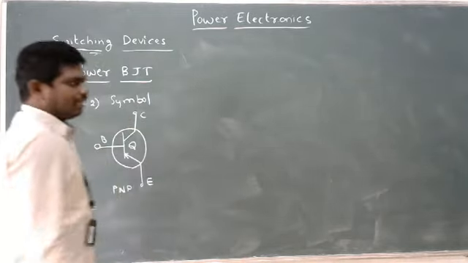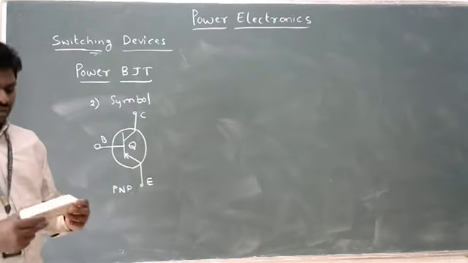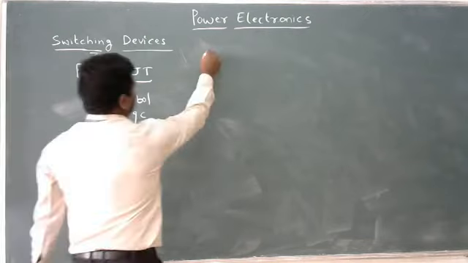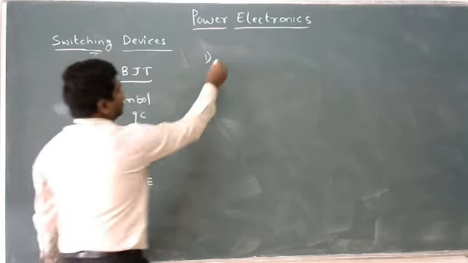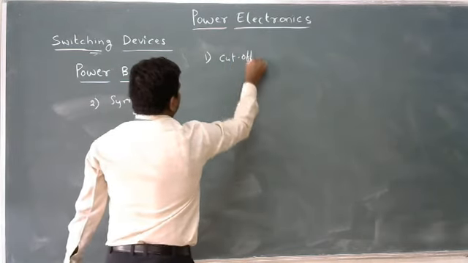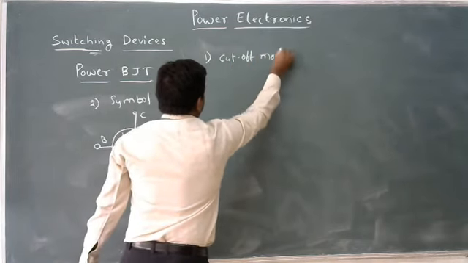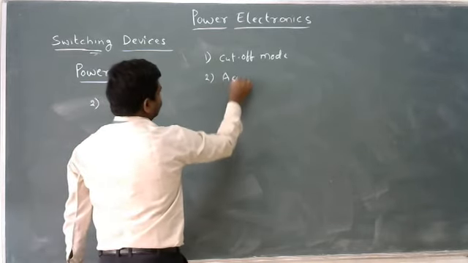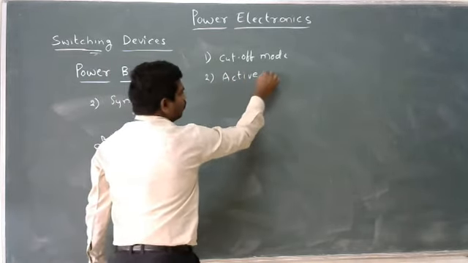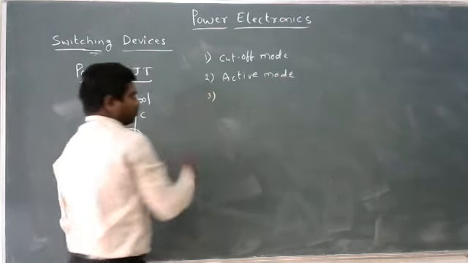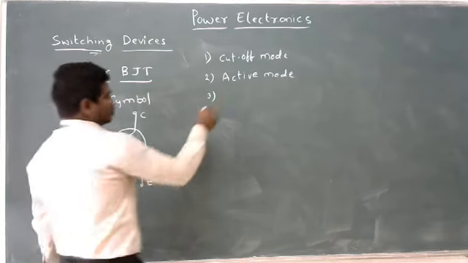Basically, the power BJT is operated in 4 different modes. The first mode of operation is cutoff mode, the second mode is active mode of operation, and the third one is quasi saturation mode.